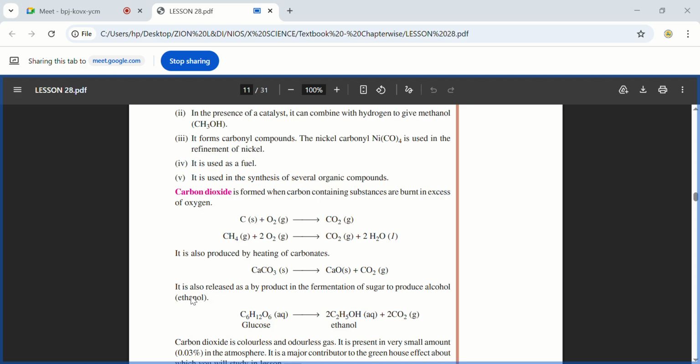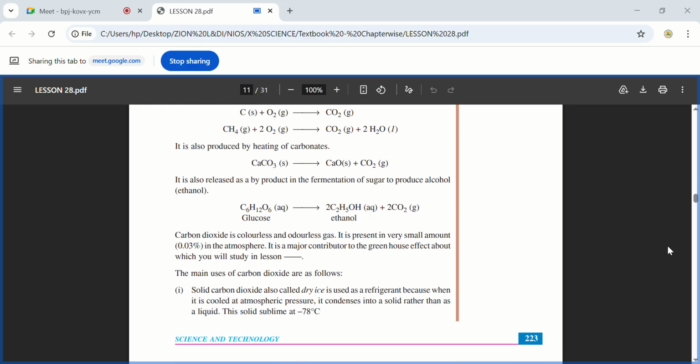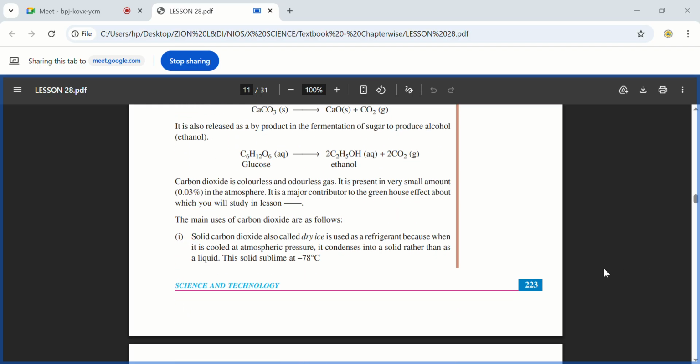C6H12O6 glucose aqueous gives 2C2H5OH ethanol aqueous plus 2CO2 gas. Carbon dioxide is a colorless and odorless gas. It is present in a very small amount, 0.03% in the atmosphere. It is a major contributor to the greenhouse effect, about which you will study in lesson 12. The main uses of carbon dioxide are as follows.